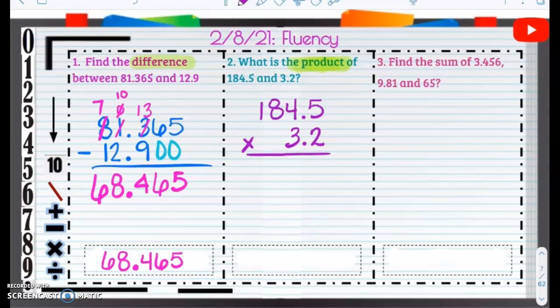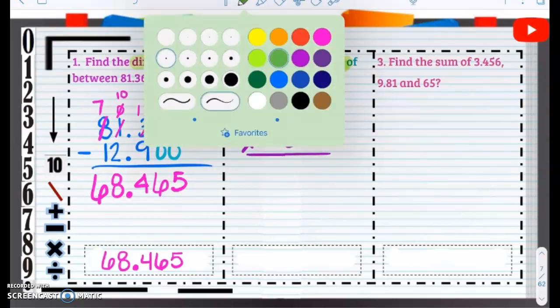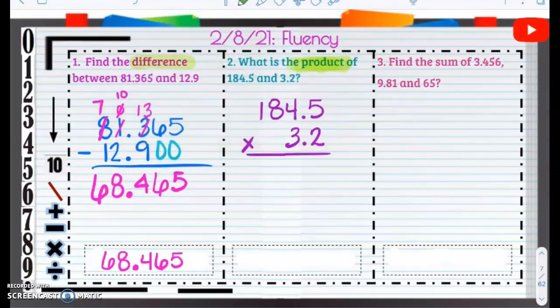All right, let's see. First off, we've got 2 times 5, which is going to be 10. 2 times 4 is 8, plus 1 is 9. 2 times 8 is 16. 2 times 1 is 2, plus 1 is 3. Now we are done with that 2. We're done with this remainder and this remainder. We're going to put our placeholder of 0.